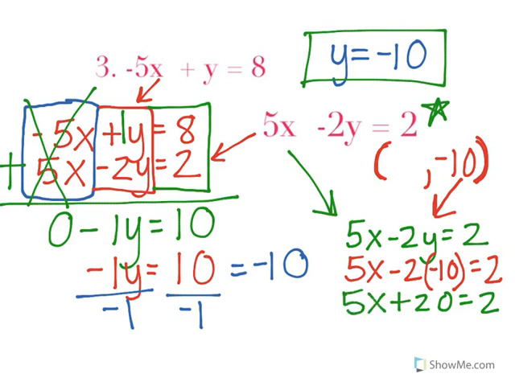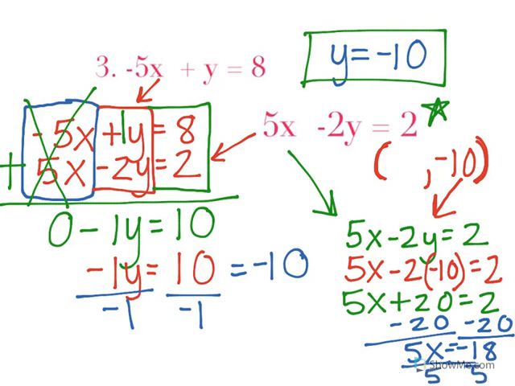And I'm going to isolate x by subtracting 20 from both sides. This is going to leave me with 5x on this side and negative 18 on the other side. And then I can isolate x by dividing by 5 on both sides. So my answer, I get x equals negative 18 over 5.